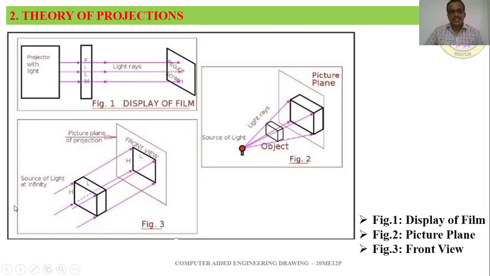You can see in figure 3, the source of light passing on the edges of the object is made to fall on the picture plane of projection, and we can call it the front view. So slowly we are moving to the concept called orthographic projections.